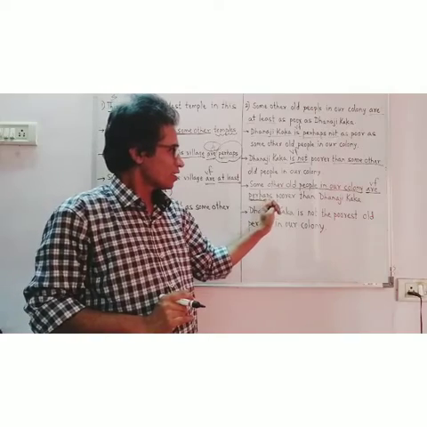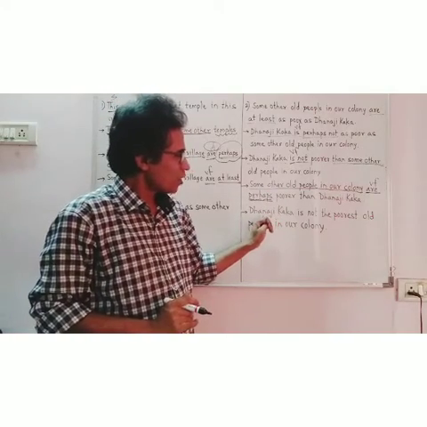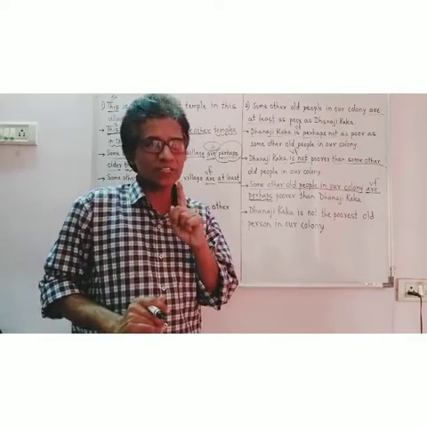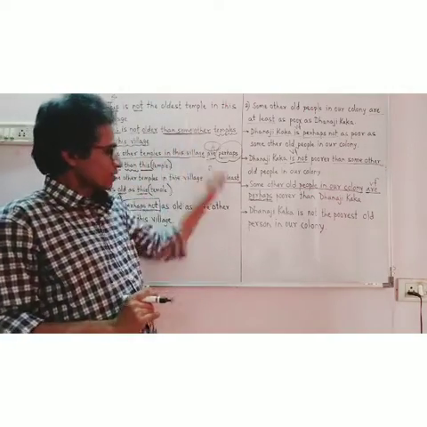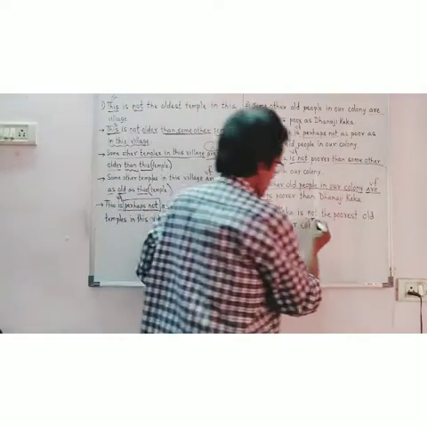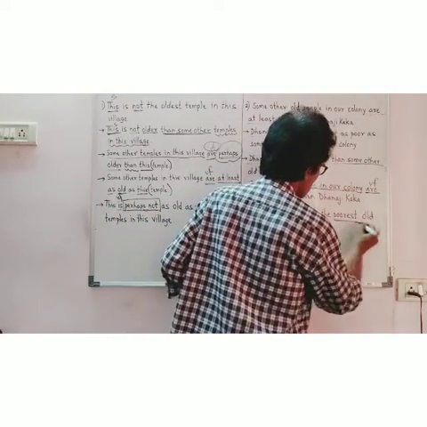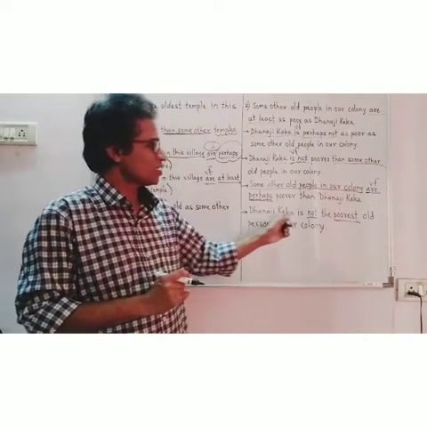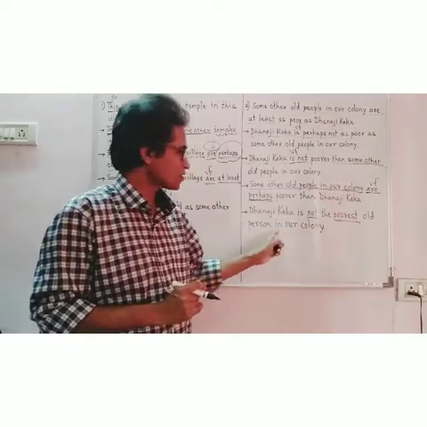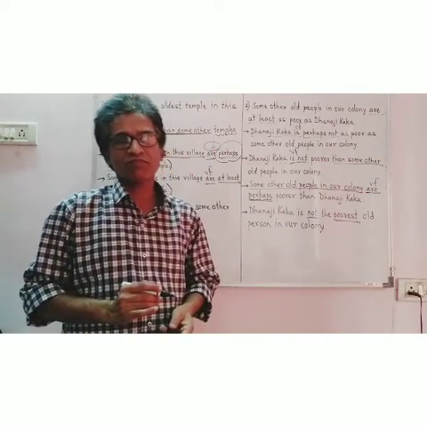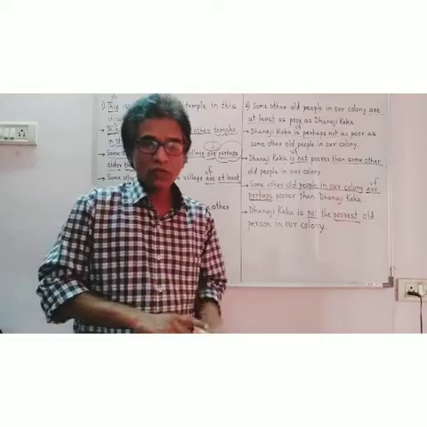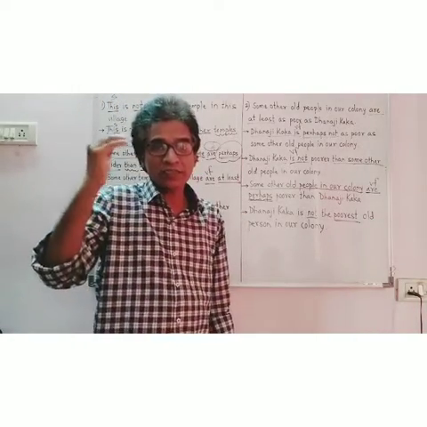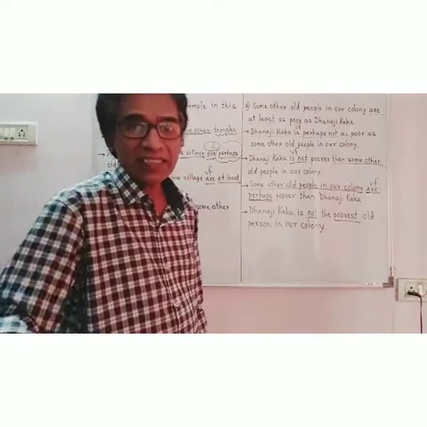Okay. So here now is the superlative form. Superlative has got only one structure. Like here, you can just see not comes and the superlative form comes. That is the identification of this structure. Dhanaji Kaka is not the poorest old person in our colony. So now we can take one more example of this type so that you can get a clear idea.